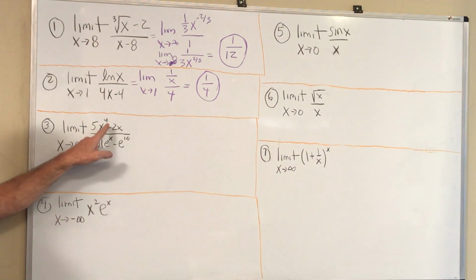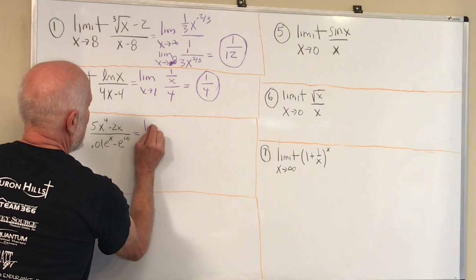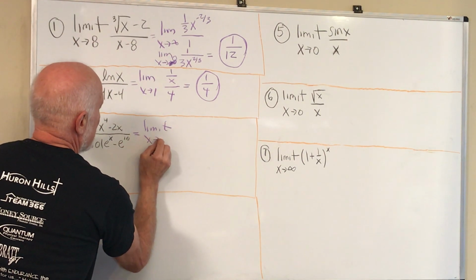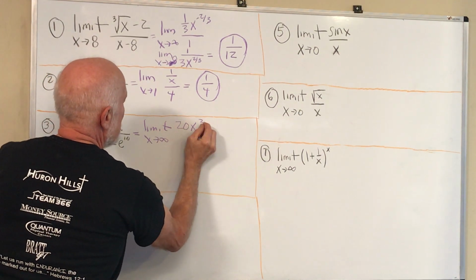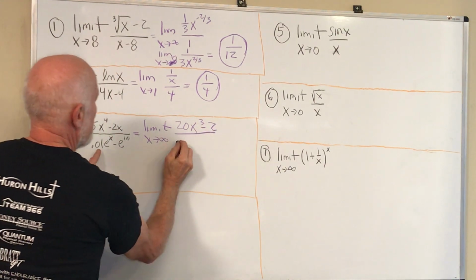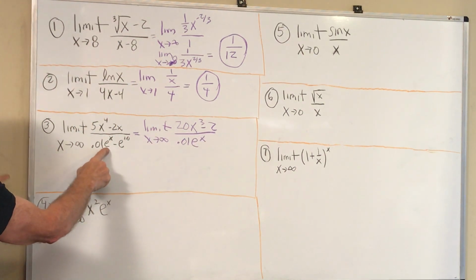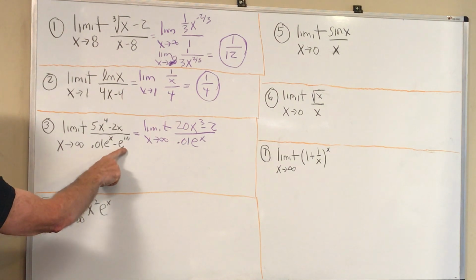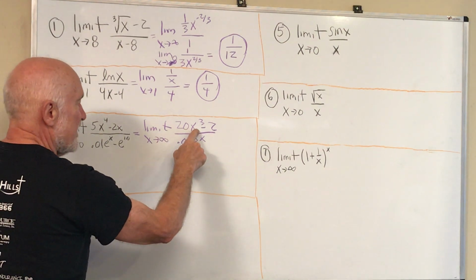5x to the infinity, that's going to be infinity. Minus 2x is kind of inconsequential. e to the infinity is certainly infinity, even if you multiply it times 0.01. It's approaching a huge number. So, L'Hopital. Now, I get 20x cubed minus 2 over 0.01 e to the x. The derivative of e to the x is just e to the x, and the constant stays there. And the derivative of this constant, e to the 10th, is 0. So now I get infinity over infinity again.